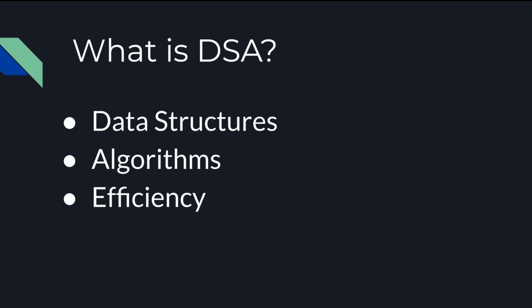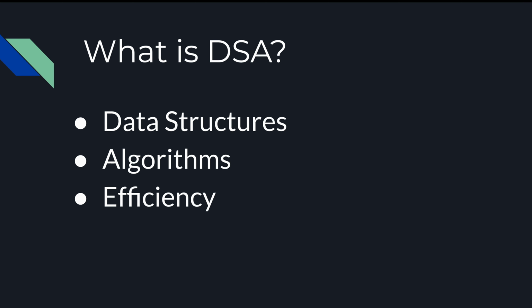So firstly, what is DSA? Data structure and algorithm are the fundamental concept in computer science, but what exactly are they? Let's break it down. So data structure are the ways to organize and store data so that they can be accessed and modified efficiently. Algorithms, on the other hand, are the step-by-step instruction or procedure for solving a problem or performing a task. In essence, DSA is all about finding the best way to structure data and solve problem in the most efficient way possible.